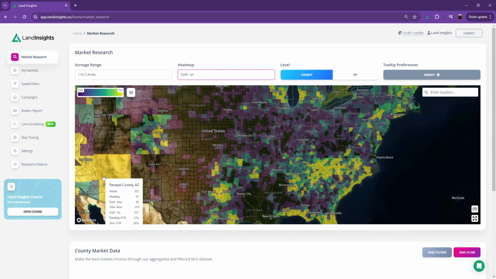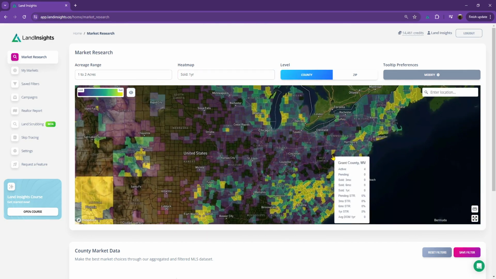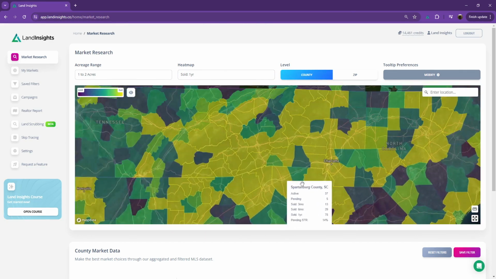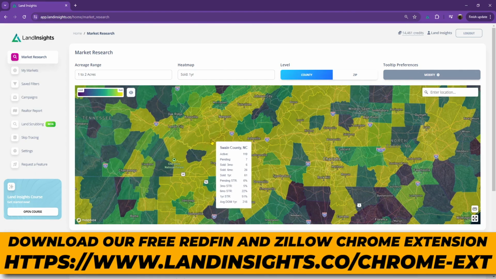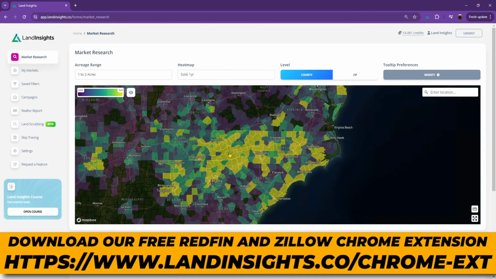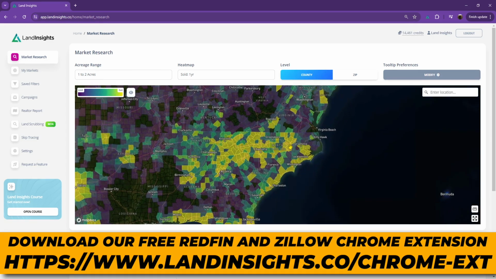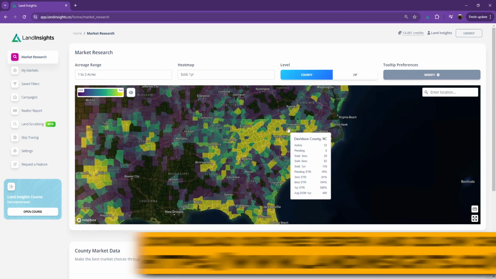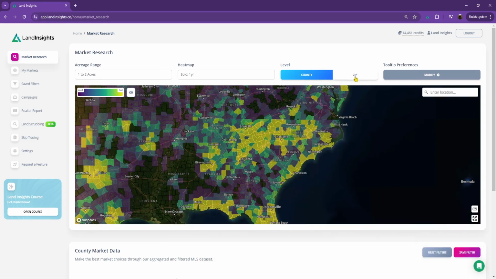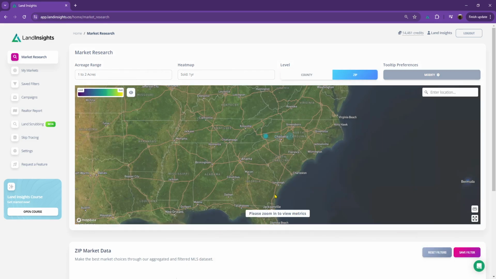Now you'll see that there are certain areas of yellow that are heat mapped here, but this really isn't going to do us much good, because once we start looking deeper and deeper, we're looking at individual counties. That's really not going to help us if we're trying to lock down the exact areas where these infill lots are selling. So I'm actually going to do one more thing, and I'm going to move over to the zip code level.